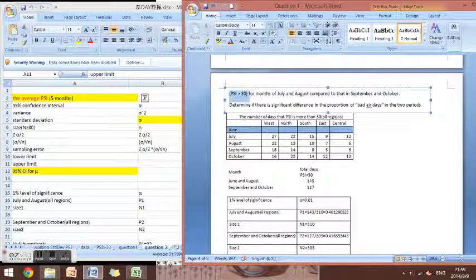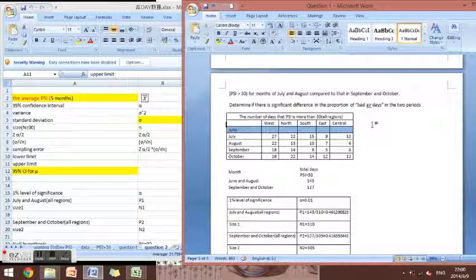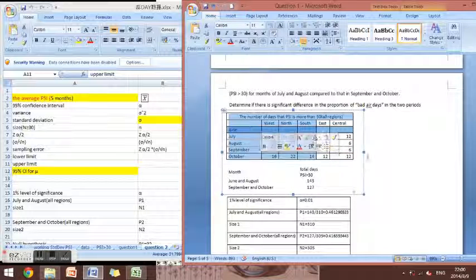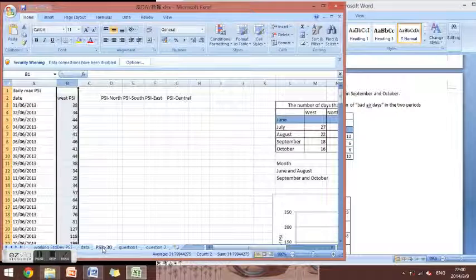For the second one, PSI is more than 30 for the months of July and August compared to September and October. In order to determine whether there is a significant difference in the proportion of bad air days in these two periods, we need to get this table first. How can I get this table?